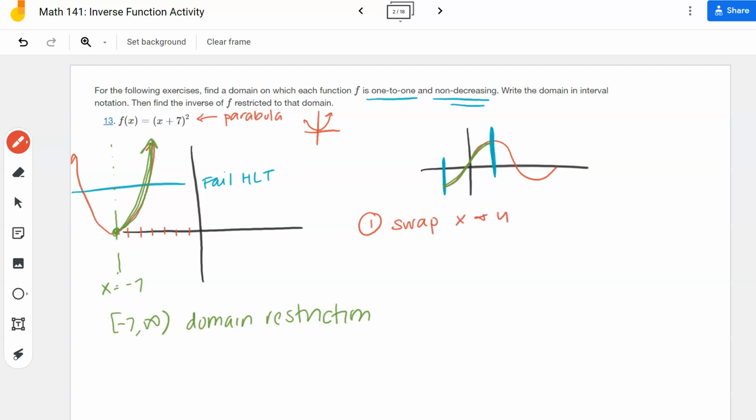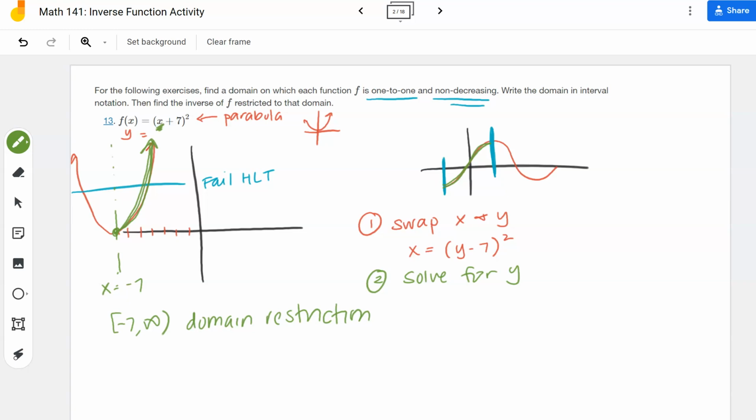Swap x and y. So technically this is y is equal to, we're going to say this is x is equal to y minus 7 squared. Step 2, solve. And this is where it doesn't really matter if you do this in a particular order, because no matter what, we're basically just trying to solve for the other variable.